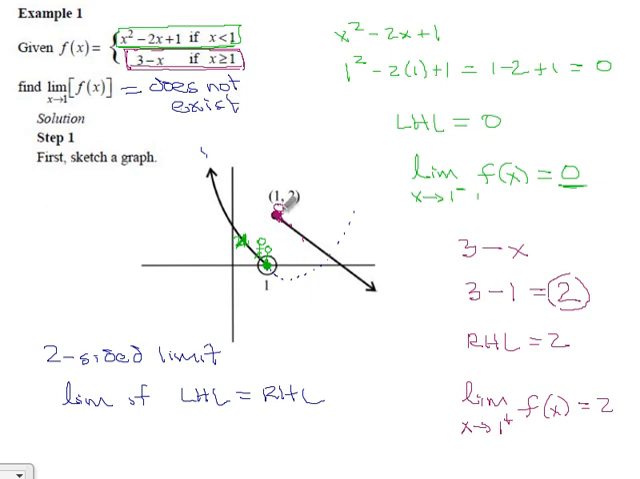It only exists if these two people come up with the same number. If he says, I think it's going to 0, and he says, yeah, I agree, it's also going to 0, then you can say this limit is 0. But if the numbers are different, then you're done. This limit doesn't exist.